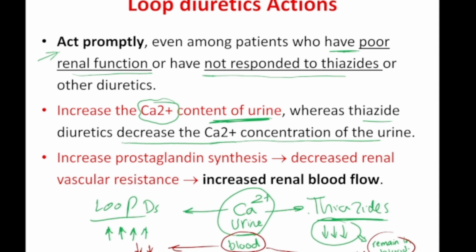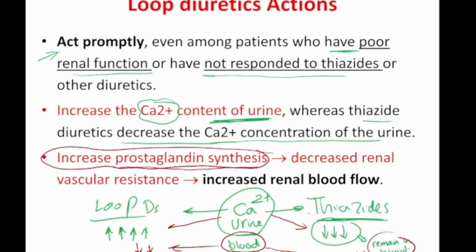Okay, that's good. So this is the effect. We have two groups of medication, two types of diuretic. Loop diuretic increases excretion of calcium, thiazide prevents elimination of calcium. Another effect they found: loop diuretic increases prostaglandin synthesis, and this will lead to decreased renal vascular resistance and increased renal blood flow. This is a very important mechanism that may explain the effect on the blood pressure also. So this is another effect.